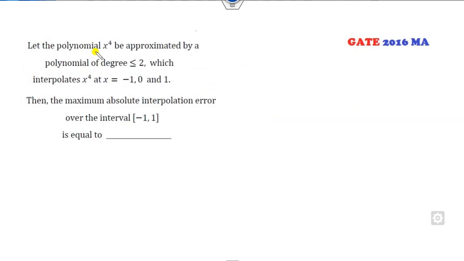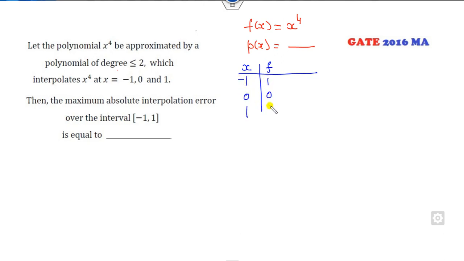Okay, let the polynomial f of x be approximated. f of x is my polynomial which is approximated by a polynomial of degree less than or equal to 2, which interpolates here. So this is unknown to us. So our target is to firstly find this polynomial. How can you find it? We can fit the curve of Newton divided difference. Find, if f is x to the 4, it comes to be here.